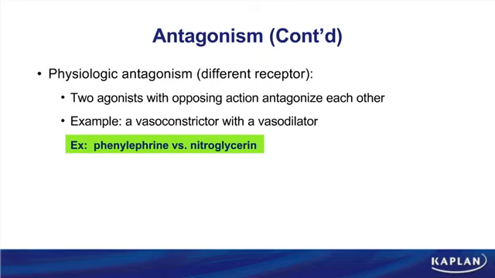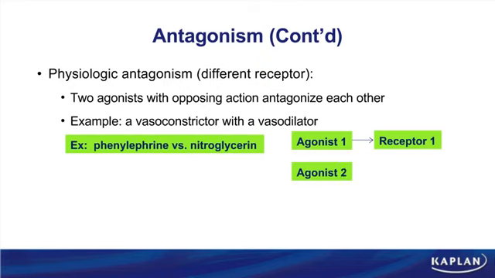So let's draw a diagram. Agonist 1 stimulates its own receptor. Agonist 2 stimulates its own receptor, and those two receptors oppose each other. And that's what we call physiologic antagonism.